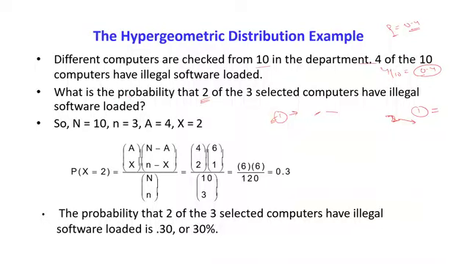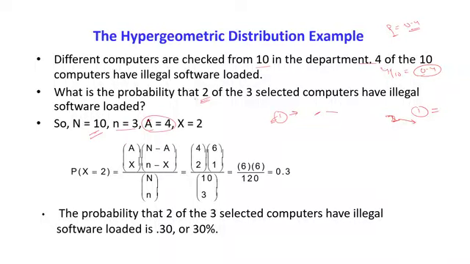So for example, in this particular problem, what is the population size? N is 10. Different computers are checked from 10 in the department, so this is my population size. And 4 of the 10 computers have illegal software loaded. So this is A, the number of successes in the population.